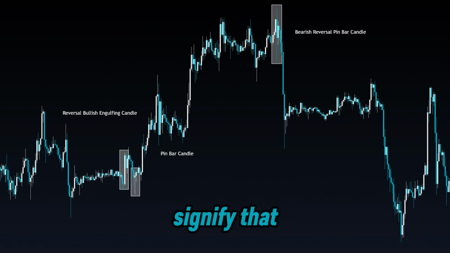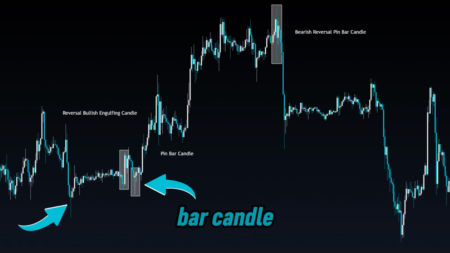These wicks signify that the market is testing new levels but then reverses direction. Let's look at a bullish pin bar candle. Initially, bears push the price down, but then the bulls step in and push the price back up, resulting in a long lower wick. This often signals an area of interest where major market players like market makers, banks, or hedge funds are buying, indicating a potential upward reversal.